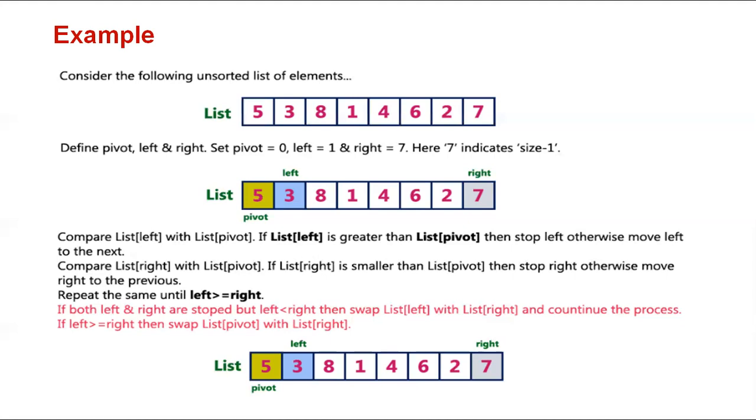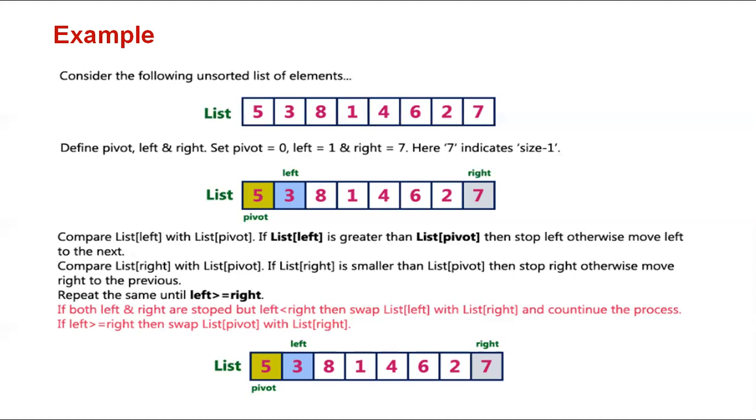So define pivot, left and right. Set pivot equal to initial value 0, left equal to 1 and right equal to 7. Here 7 indicates size minus 1. Yes or no? Total size equal to 8, 8 minus 1 equal to 7. Here the lower bound value is 0, upper bound value equal to n minus 1, that is 7.